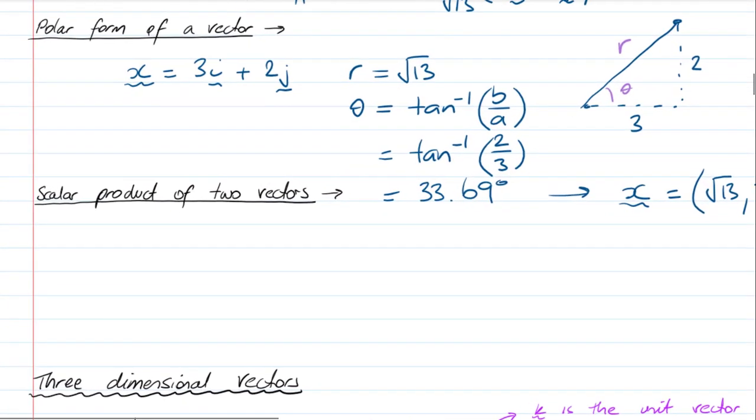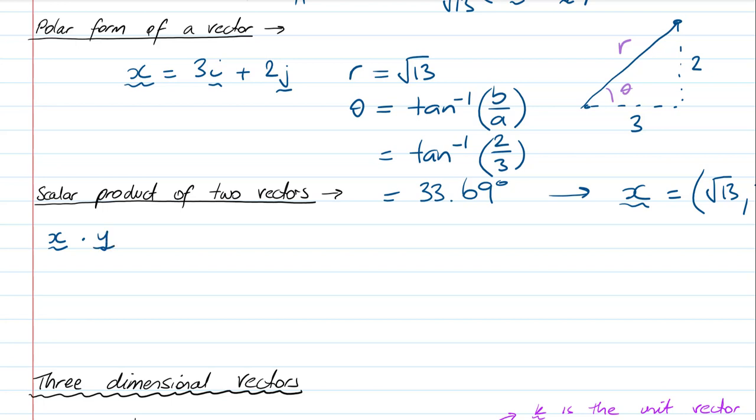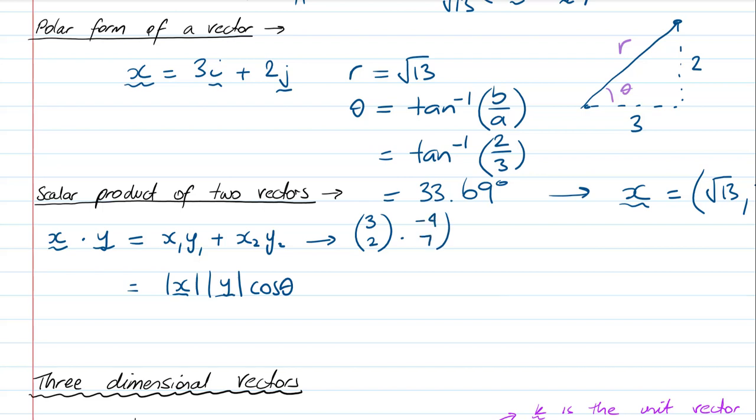And then lastly, we talk about the scalar product of two vectors. So the scalar product is that dot product, x dot y is equal to x1 y1 plus x2 y2, and it's also equal to the magnitude of x times the magnitude of y times cos theta, which is the angle between. Now we can calculate this for our x and y before, so this is equal to 3 times negative 4, plus 2 times 7, which is equal to 2.